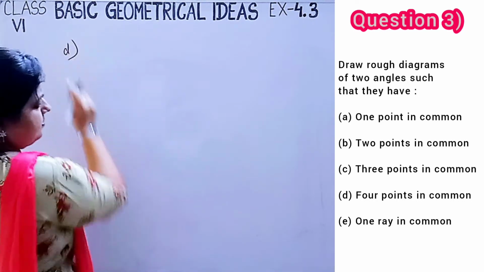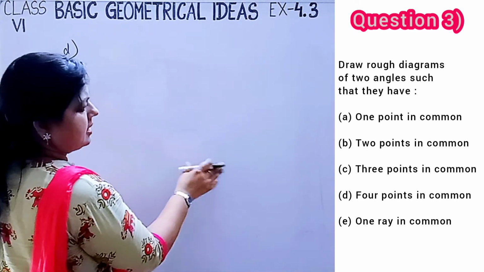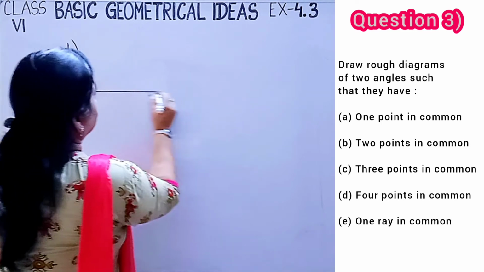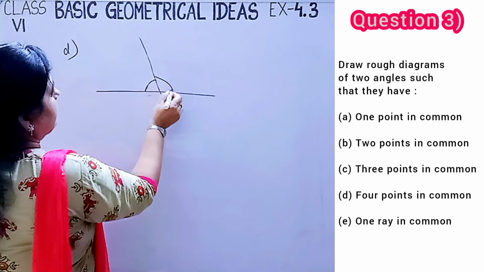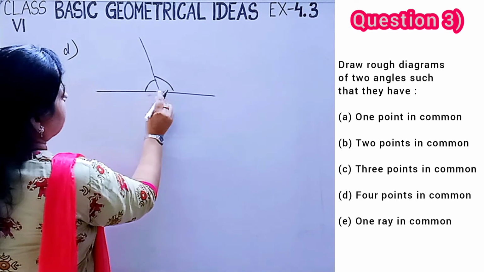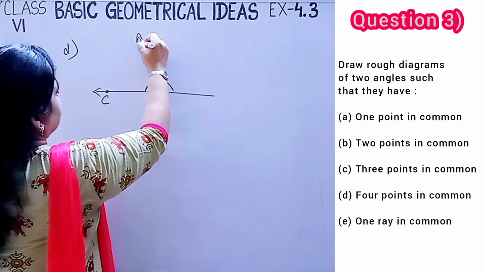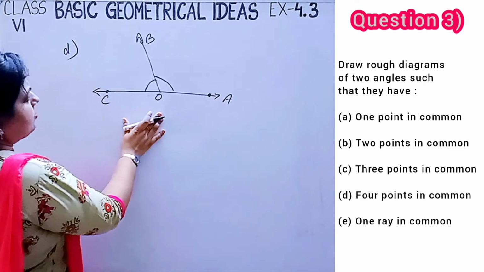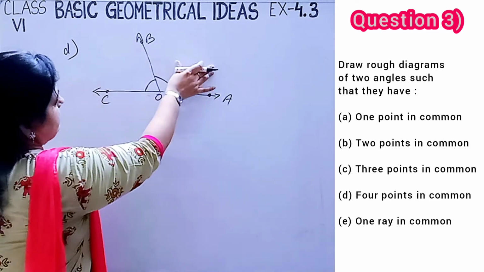D part. Here we have to draw a diagram of two angles such that they have 4 points in common. So I am taking the figure, first angle and second angle. We can write any name here: O, this one C, B, and this is A. Now we have to write 4 points in common in this angle and in this angle.